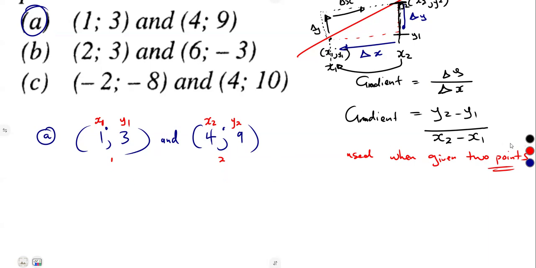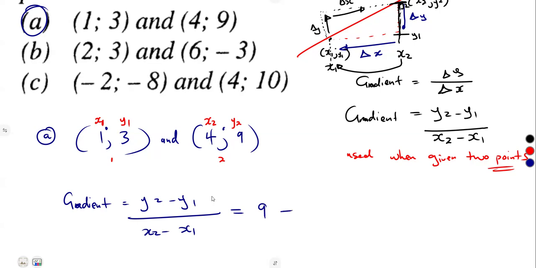So anyways, let us determine our gradient from this formula. So the gradient is what? The change in y over the change in x. So that simply means we are going to substitute y2, which is 9, minus y1, which is 3, over x2, which is 4, minus x1. The x1 is what? It is 1. You substitute the value as it is.